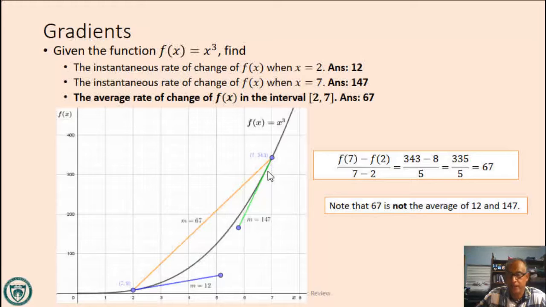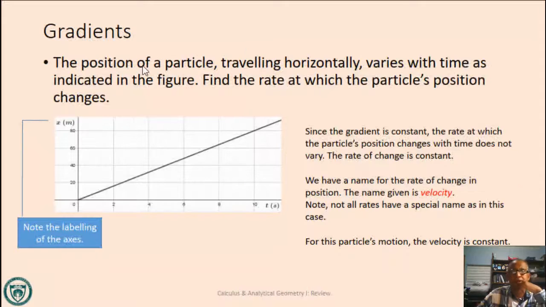You can't just simply find this gradient and this gradient, average those two, and that will give you the average gradient here. No, you need to find this gradient independently. It doesn't happen to work for functions of x squared type. All right. So here's a little application.